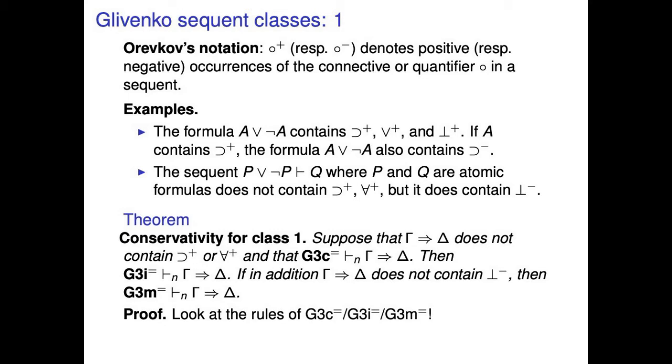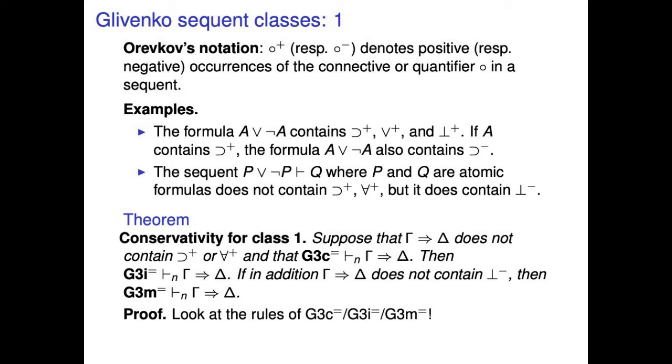The first class of Glivenko says that if a sequent does not contain a positive implication or positive universal quantifier, and it is derivable classically with height of derivation n, then it is derivable also intuitionistically. And if in addition the sequent does not contain a negative falsity, then it is derivable minimally. The proof of this result in this calculus is absolutely immediate because it is enough to look at the rules. Because of the restriction, no rules that differ between the classical and minimal calculus have been used, and so the derivation is already an intuitionistic or minimal derivation.